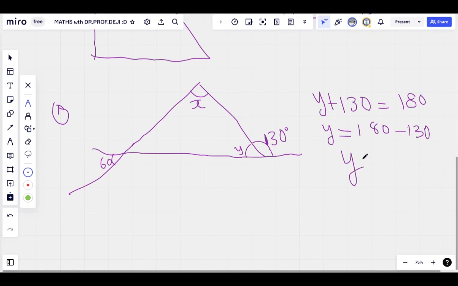Y equal to 50 degrees. Okay, now we found the value of y, meaning this place is 50.